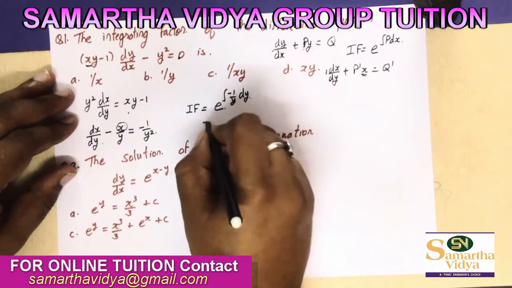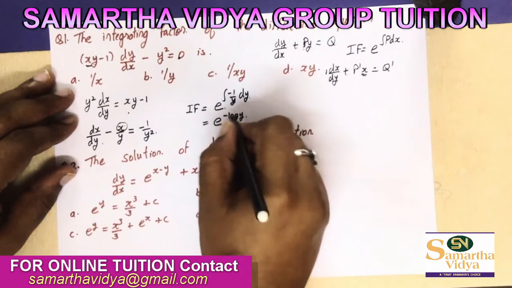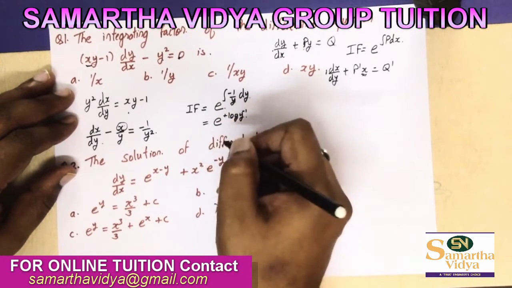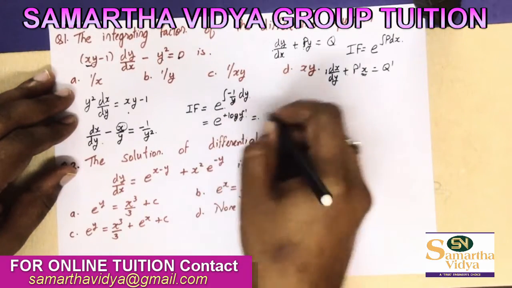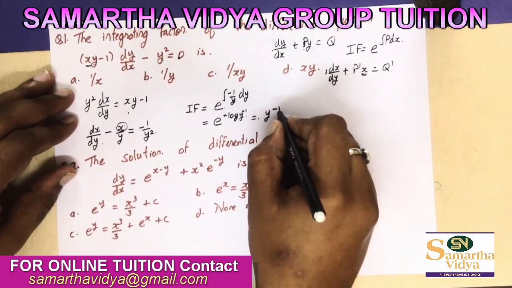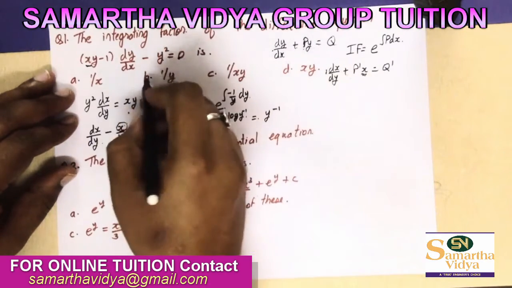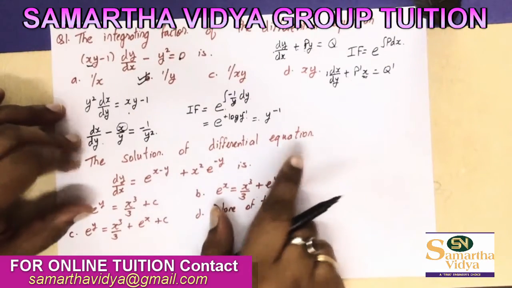So that integration, we know it is e raised to minus log y. This minus goes inside. This becomes y raised to minus 1. So that becomes e raised to log, basically cancels out each other. The answer becomes y raised to minus 1. And y raised to minus 1 is nothing but 1 by y. Going to the next one, we need to find the solution of the differential equation.